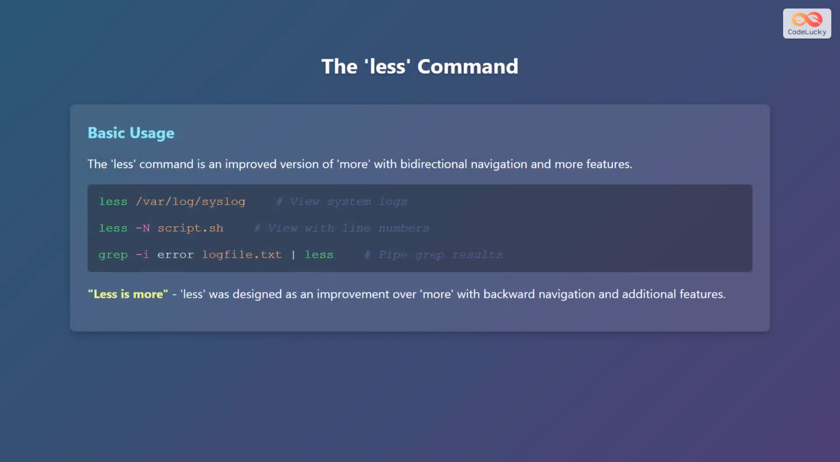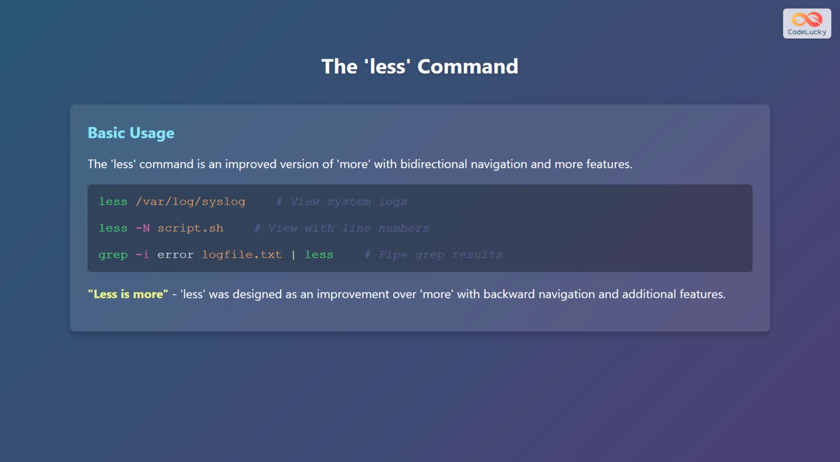Now let's move on to the less command. The less command is an improved version of more, with bidirectional navigation and more features. To use it, type less followed by the file name such as /var/log/syslog to view system logs. You can view a file with line numbers by using the -N option, like this: less -N script.sh.